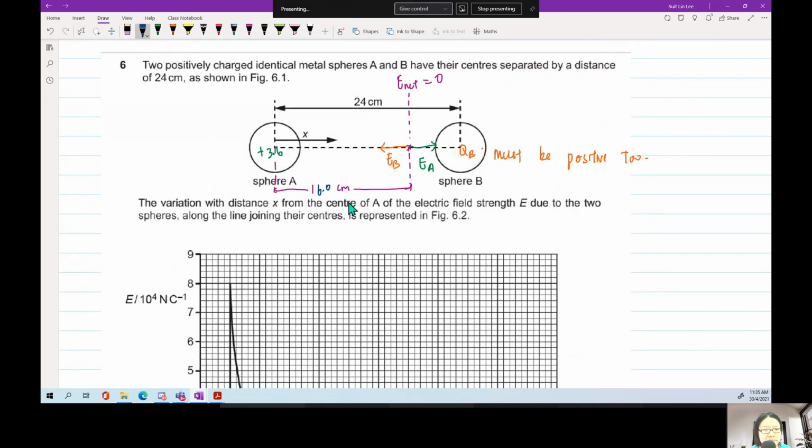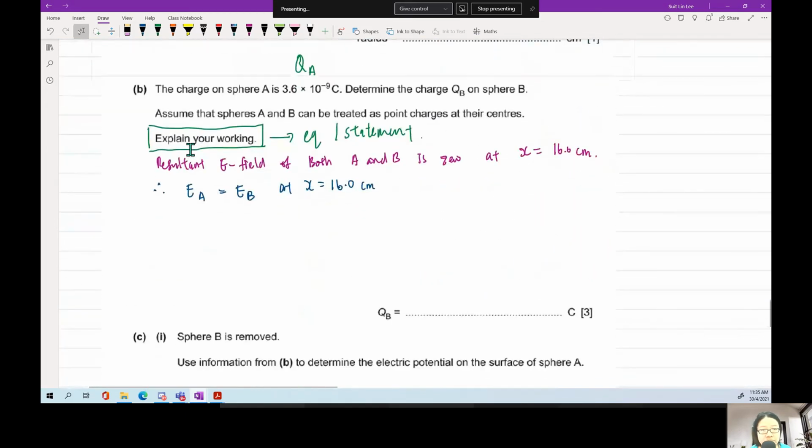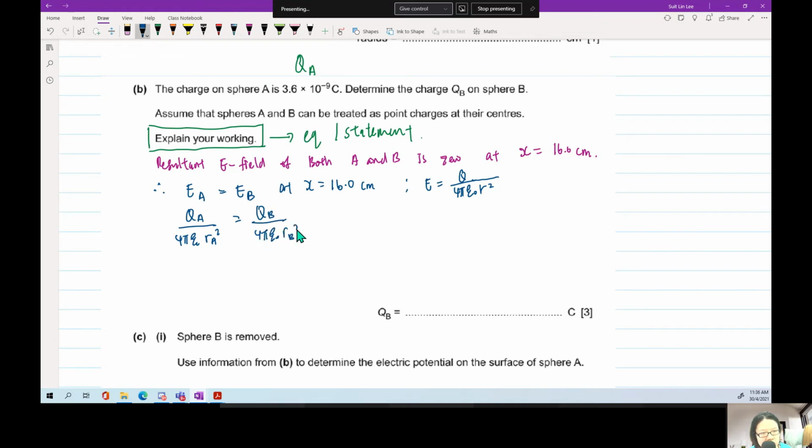16.0 cm. Okay, if EA equal to EB and E is equal to KQ over R squared, write everything. Because if we make a mistake somewhere in the journey of getting the answer, I can still get some working marks. So this will be QA over 4 pi epsilon naught RA square, and this is QB over 4 pi epsilon naught RB square. So the 4 pi epsilon naught, you can say bye. Okay, thanks, bye. Thanks for your contribution.